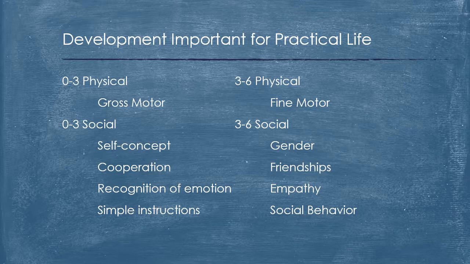Then the social skills, 0 to 3, it's all about the self-concept, helping them develop into positive individuals, seeing themselves in a positive light, learning how to be cooperative with others, recognizing emotions in others, and following simple instructions. Where in the 3 to 6, the social is going to be learning gender differences, starting to build friendships, learning empathy, and proper social behaviors as well.